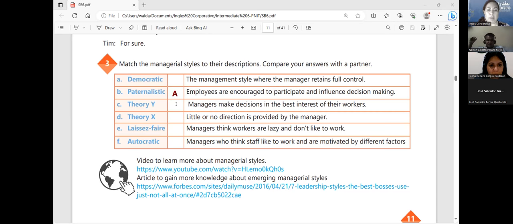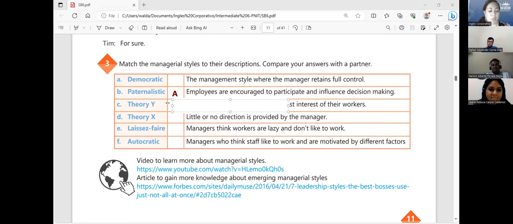Okay, then we have paternalistic. Which one do you think is paternalistic? Managers make decisions in the best interest of the workers. So just like a father, the father makes a decision because they love their children. They make good decisions for their children. So it's the same idea: the managers are making good decisions because they're looking out for the best interests of the workers. And then we have theory Y.